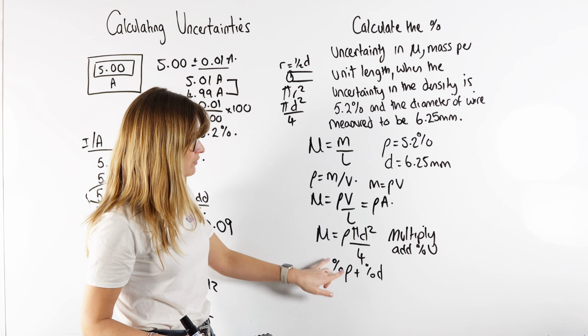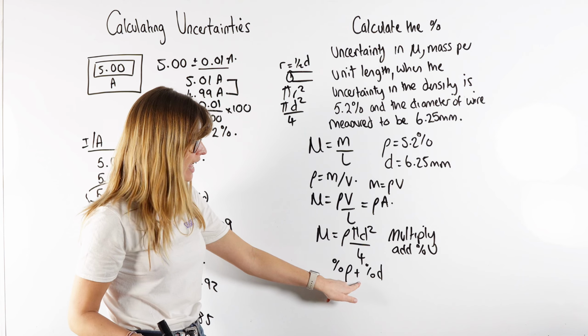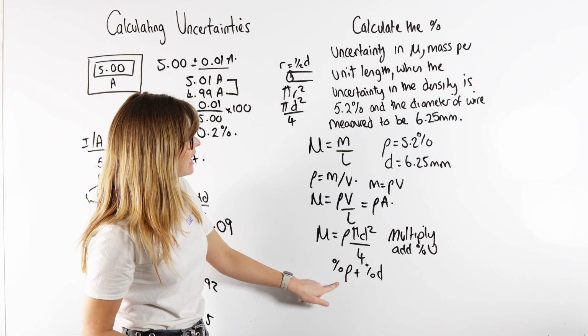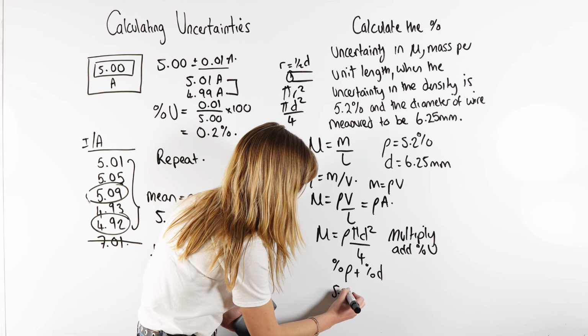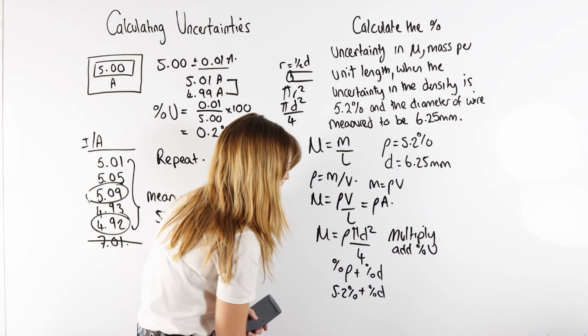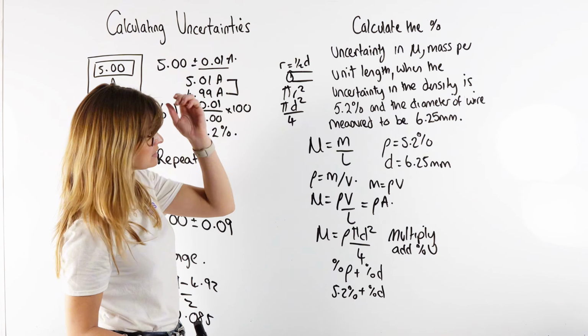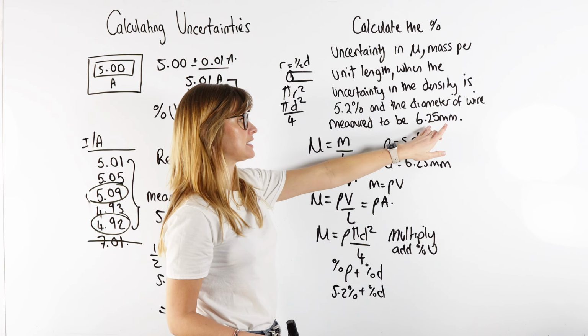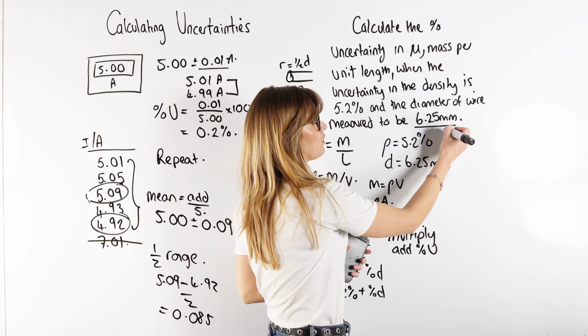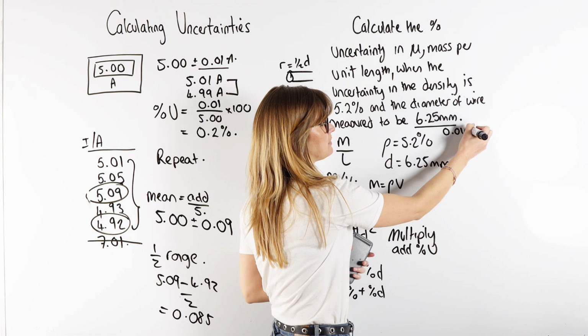Okay, so I want to find my percentage uncertainty in my density and add it to my percentage uncertainty in my diameter. The percentage uncertainty in my density, I was told, was 5.2%. And I have to add it to the percentage uncertainty in my diameter. Okay, so I was given the value of my diameter, 6.25 millimeters. So what that tells me is the resolution of the equipment is 0.01 millimeters.